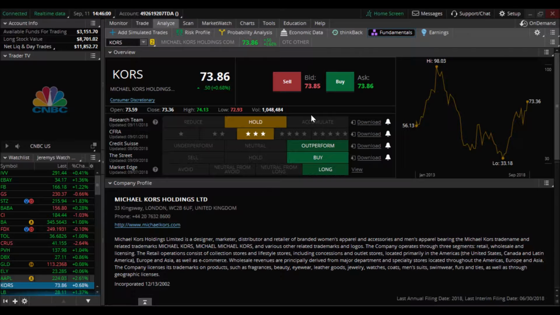The Fundamentals tab is my personal favorite under the Analyze tree, because you can get access to all these top level research teams, CFRA, Credit Suisse, TheStreet, Market Edge, and you can pretty much just click on the reports. It'll take you right there, and it takes you through exactly what they think about the stock, and they compare it to their peers, and then they also rate it on a 5-star scale.